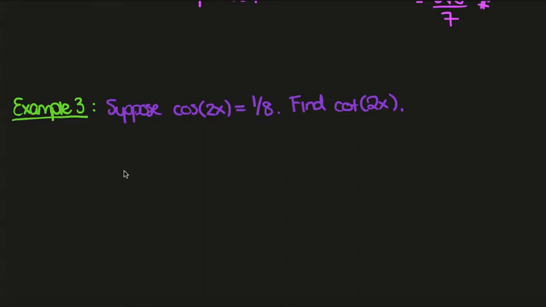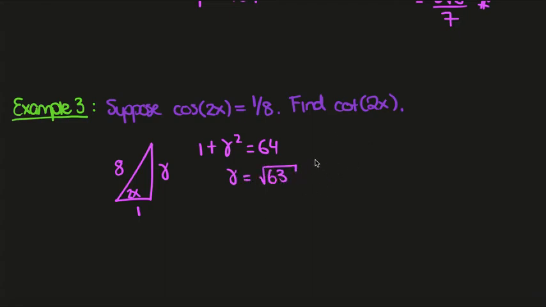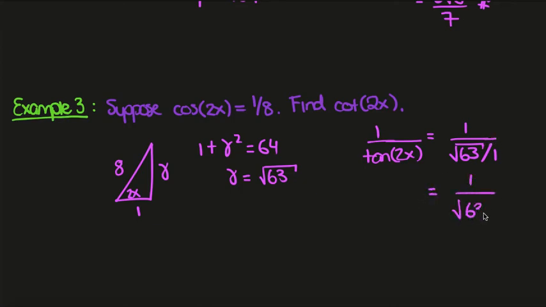So let's do one more. Cos 2x is equal to 1/8. Let's just call this angle 2x. Then adjacent over hypotenuse, and we have to find this length. So we'll have 1 plus gamma squared is 64. So gamma is the square root of 63. And cot is 1 over tan. Tan is opposite over adjacent. So I've got 1 over the square root of 63 divided by 1, but that's just 1 over the square root of 63.